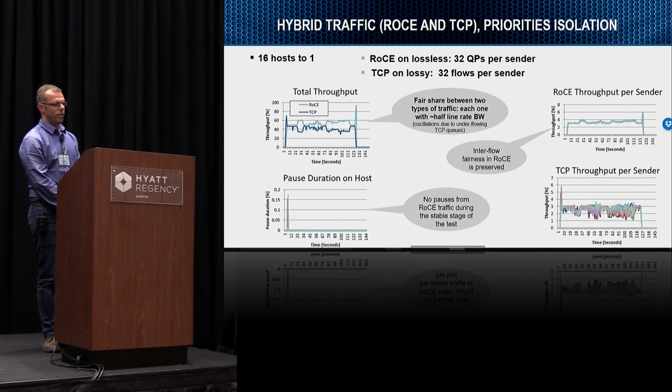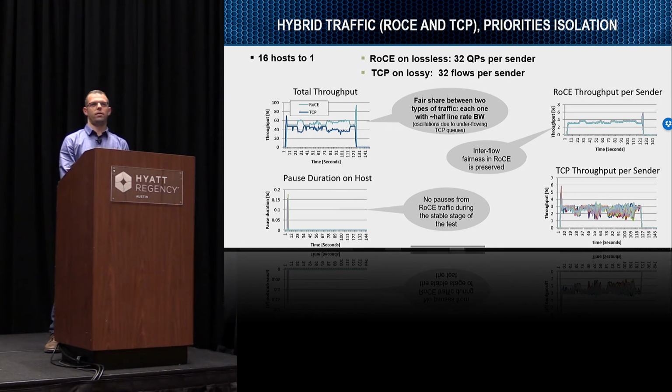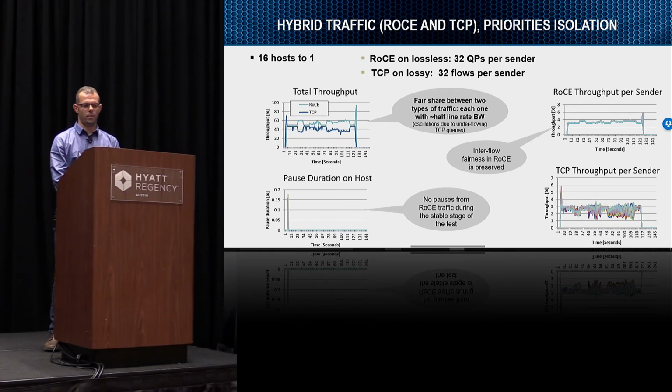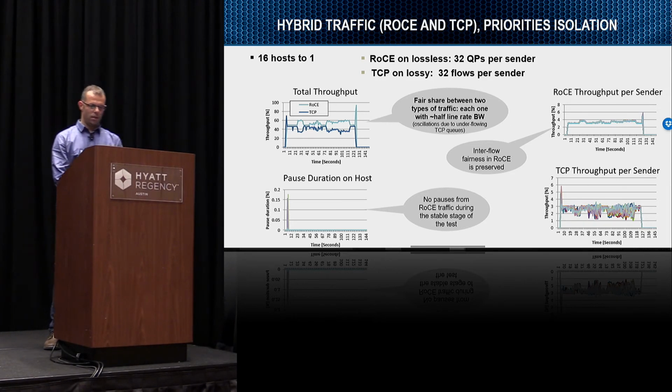Next, we tested hybrid traffic, the coexistence of RoCE and TCP together on the same network. First, we began with setting priorities. We isolated two types of traffic to different priorities, as I said previously. We have 16 hosts sending to one receiver each, and we have RoCE QPs and TCP flows streaming from the same host to the same receiver.